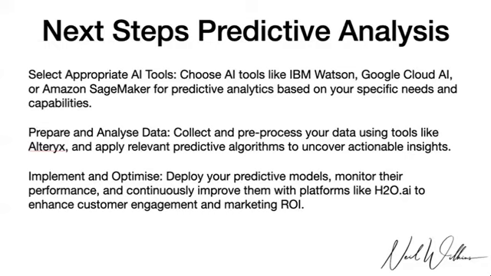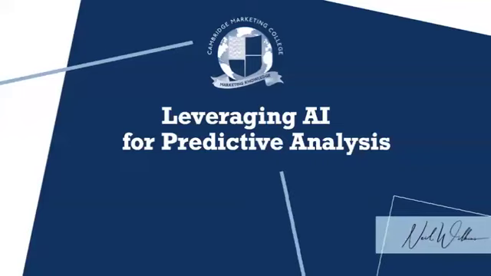And then step 3, implement and optimize. Deploy your predictive models, monitor their performance, and continuously improve them with platforms like H2O.ai so that you can enhance customer engagement and marketing ROI. Because ultimately, leveraging AI for predictive analysis is all about improving your marketing ROI.